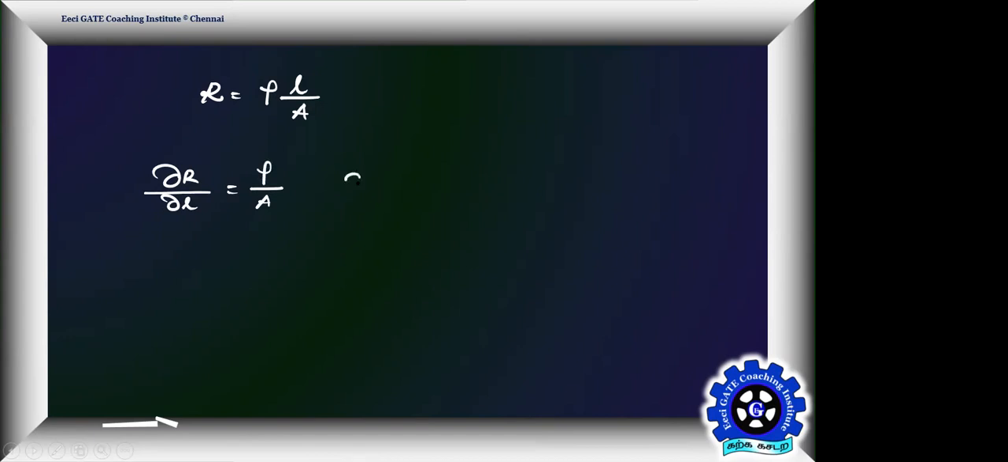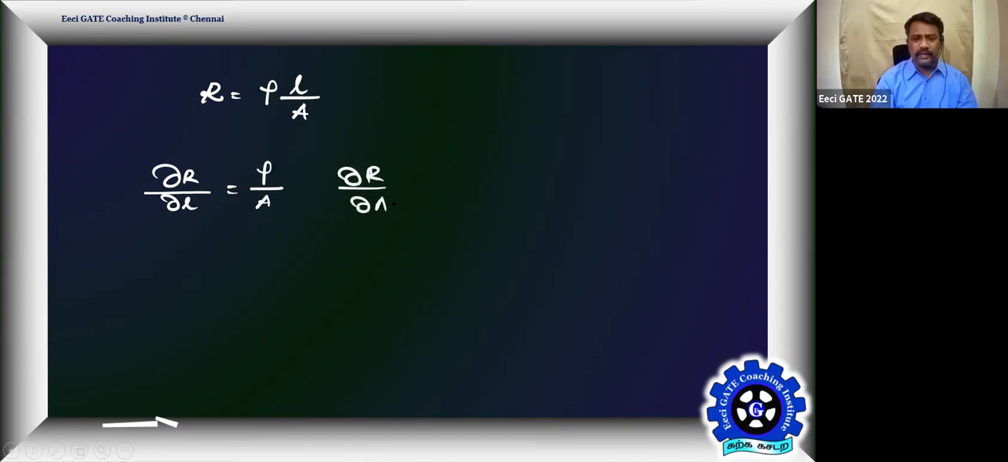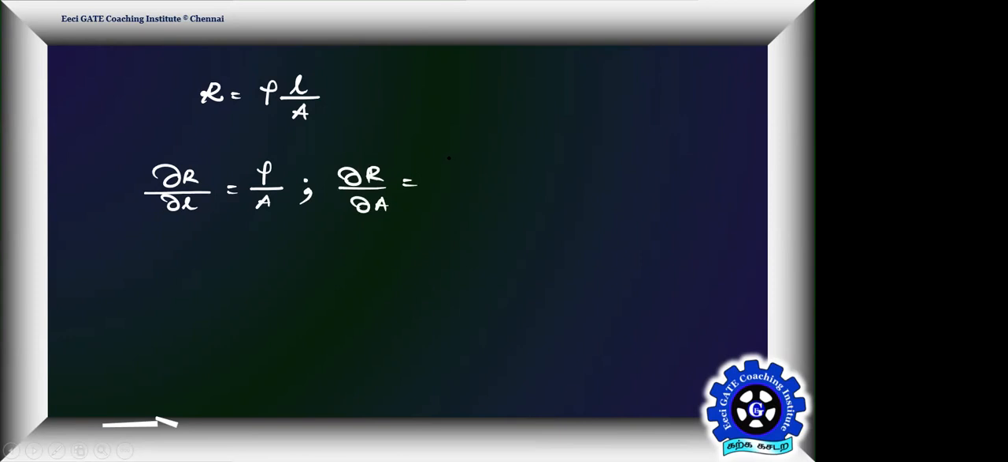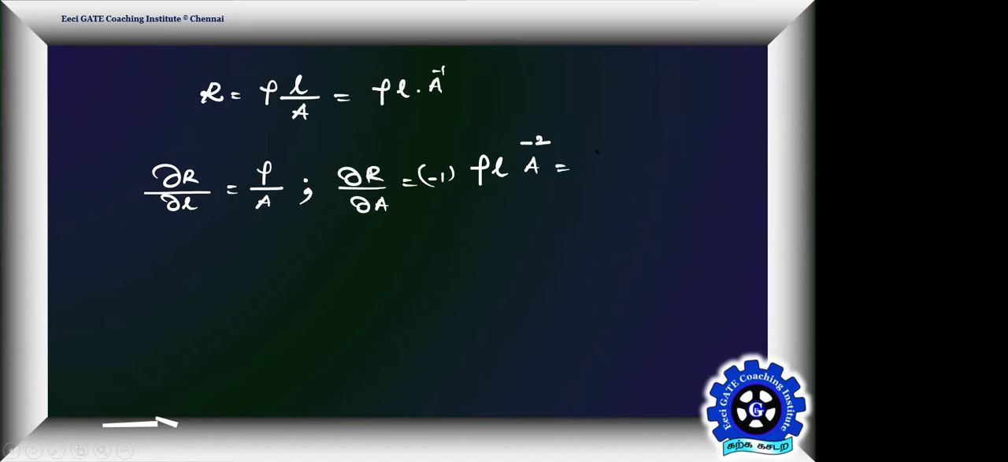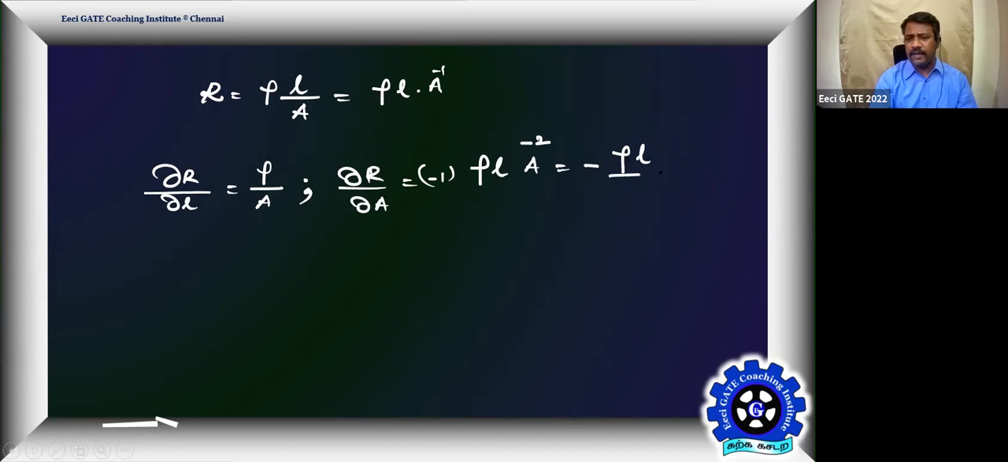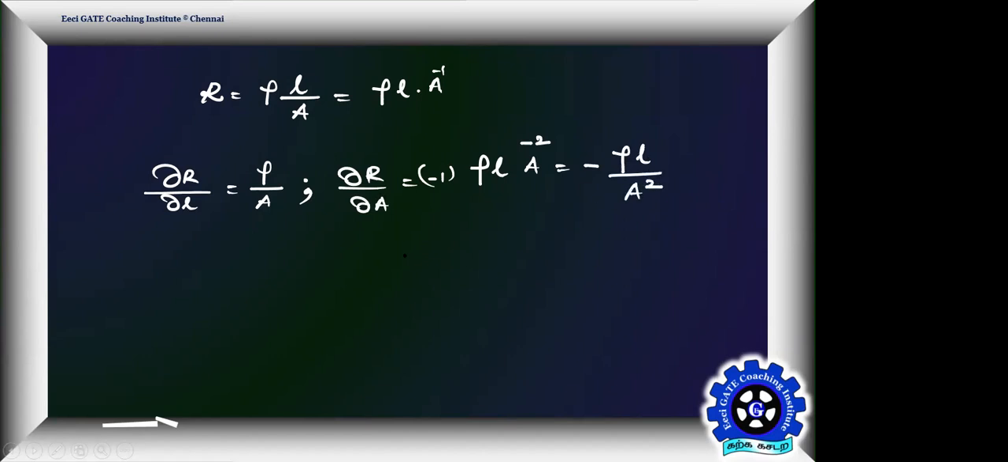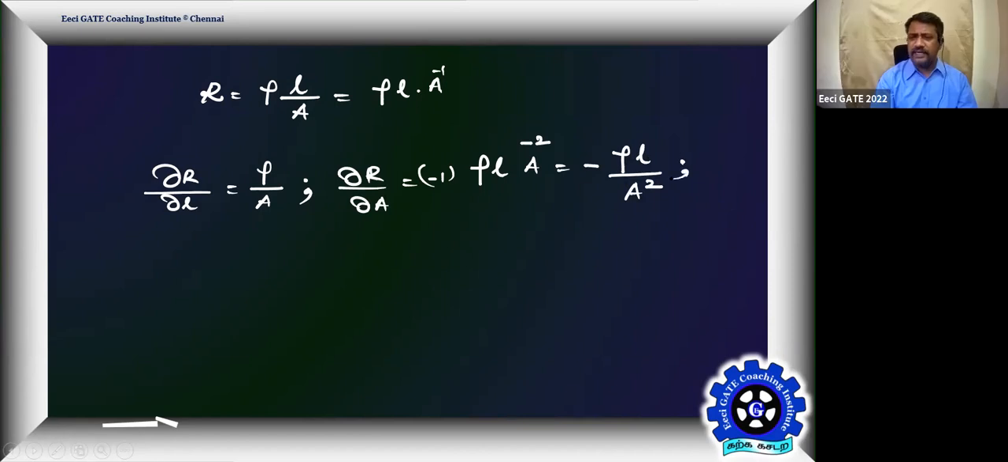Then what is dou R by dou A? It is minus rho L by A square. You have to treat it like rho L into A power minus 1. Then do the differentiation: it is going to be minus 1 into rho into L, which are constants, then A power minus 2. Agree? Then the resultant is minus rho L by A square. That's your dou R by dou A.